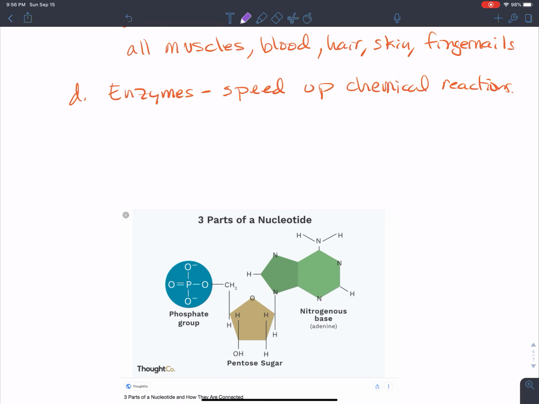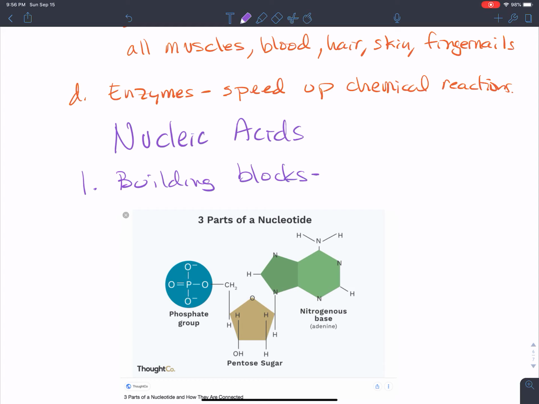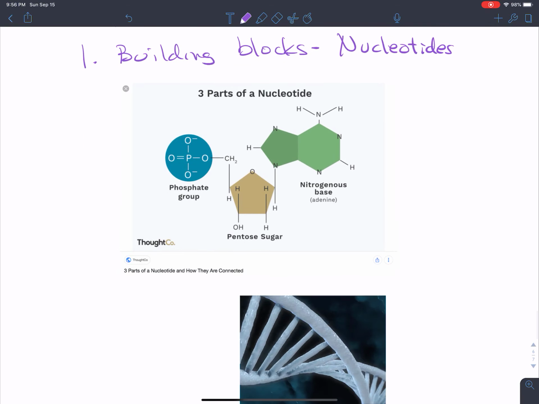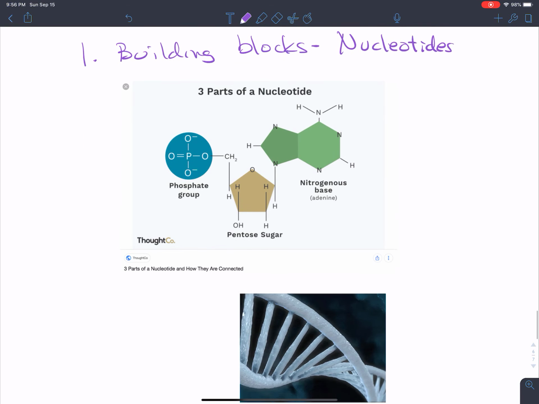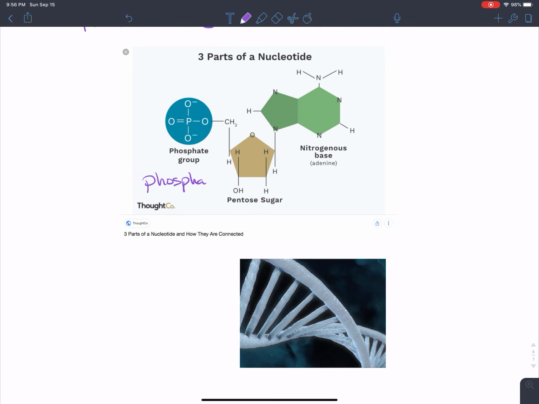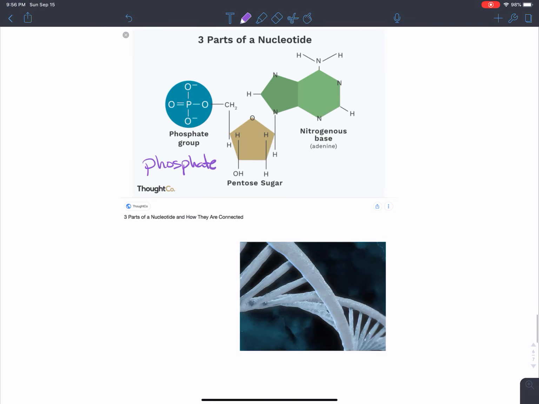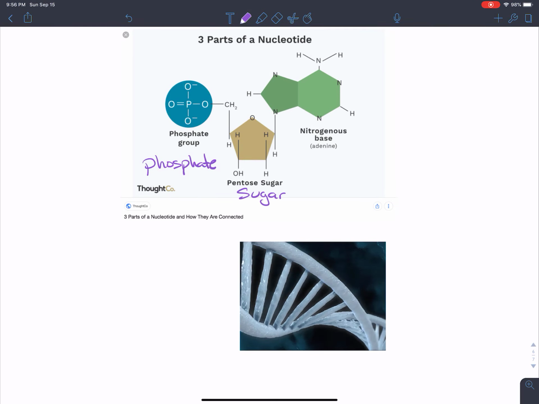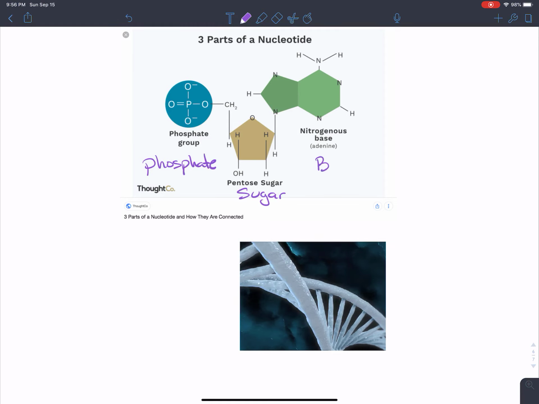The last one we're going to talk about today are nucleic acids. We'll actually spend more time on nucleic acids later, but for today I'll just give a quick overview. The building blocks in nucleic acids are called nucleotides. This is a picture of a basic nucleotide. It has 3 parts. It has the phosphate, which is here. Remember, nucleic acids contain phosphate. It has a sugar, which is a special sugar called a pentose sugar, and a base.